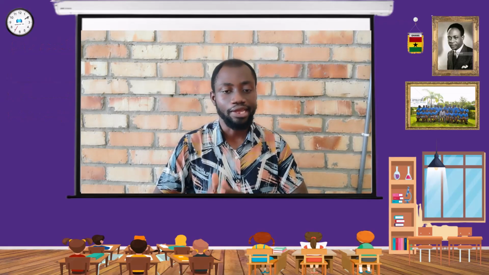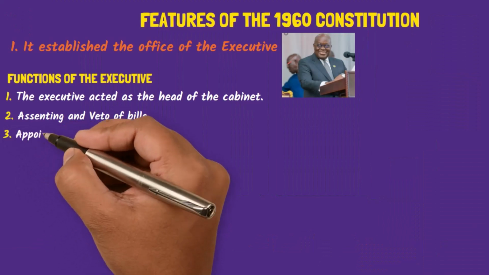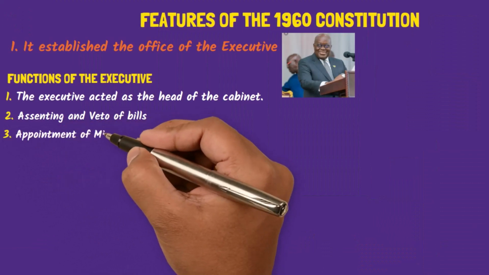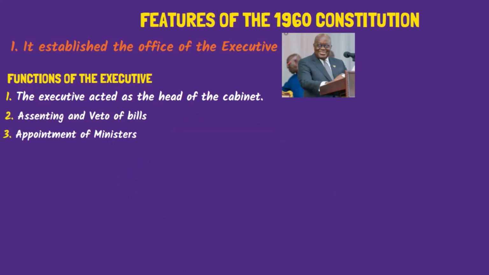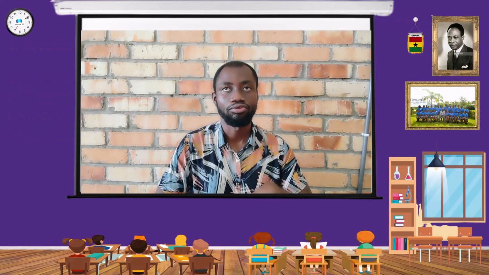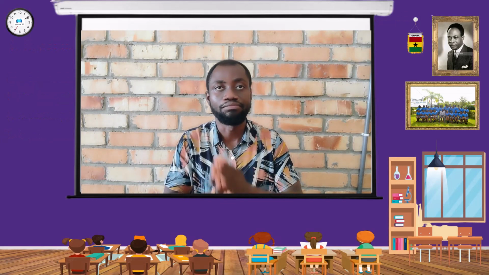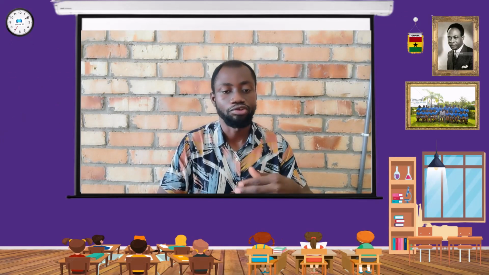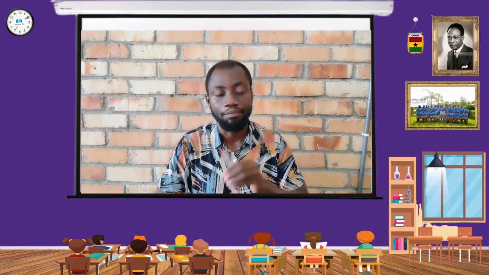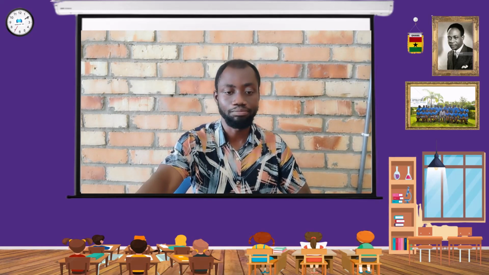The third function of the president under the 1960 Constitution was appointment of ministers. The president was also vested with the power to appoint ministers of state to help him run the affairs of the state. The president had the mandate to appoint ministers of state from within Parliament. So the ministers that the president was going to appoint were supposed to come from Parliament, and so they were supposed to be MPs.